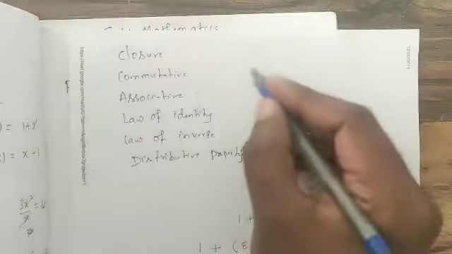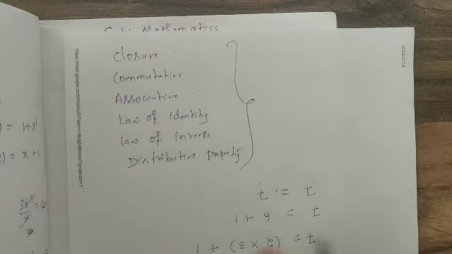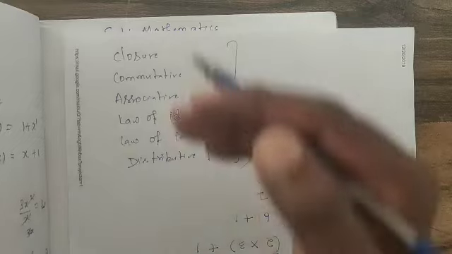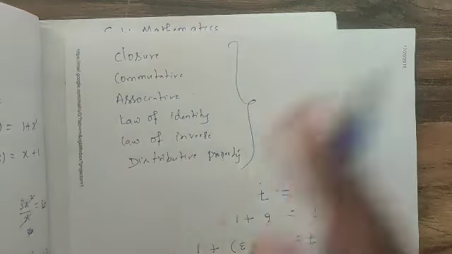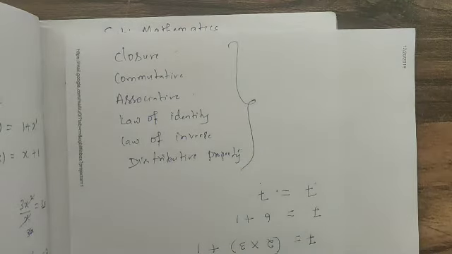These six properties will be applicable for all the number systems, whether it is the natural number system, the whole number system, or integers, rational numbers, real numbers, complex numbers. We are going to check in all the number systems. In some of the number systems, some of the properties are applicable and some are not applicable. That means some of the properties are obeyed and some are not obeyed. Some properties fail in some number systems.